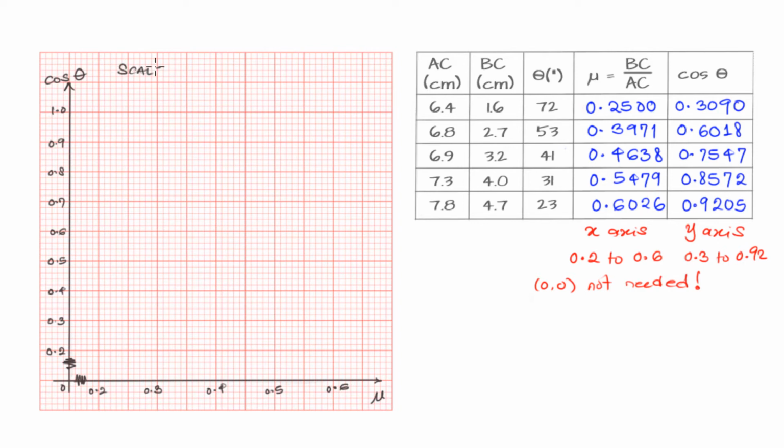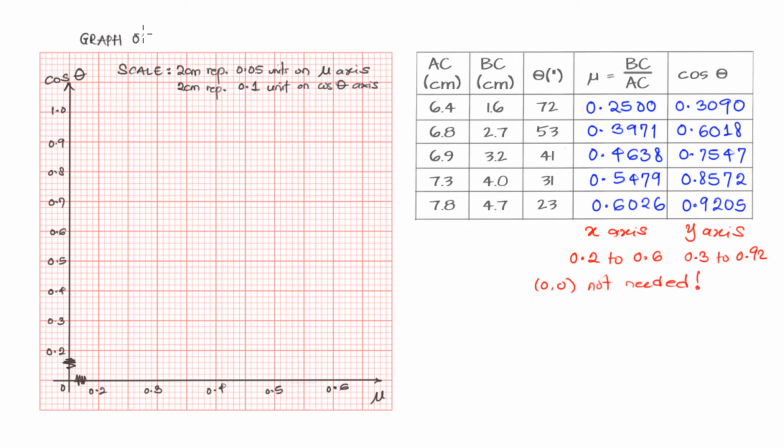So now my scale is out. I will just note that on the mu, which is the horizontal axis, I'm using 2 centimeters to represent 0.05 units on the mu axis. Okay, so that's 0.05 units. And then on the cos theta axis, I'm using 2 centimeters to represent 0.1 units on the cos theta axis. So with this, already I know that my scale is up. I can label my graph and my table.